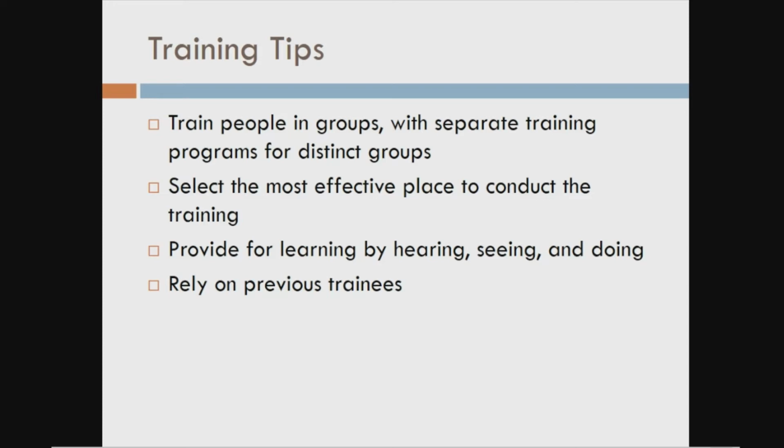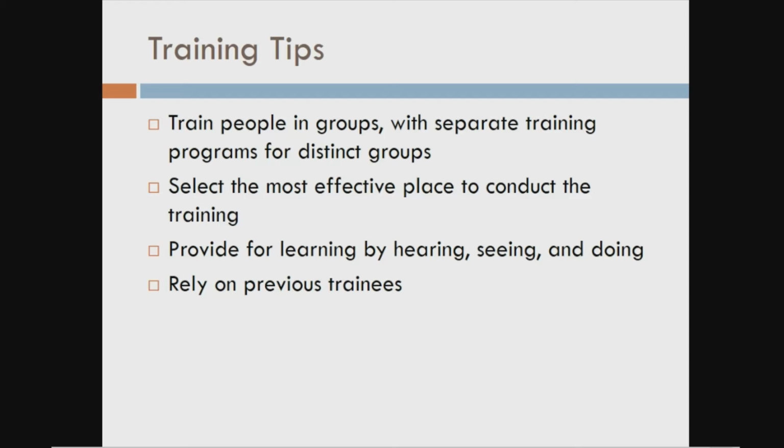For the training team, we train people in groups with separate training programs for distinct groups. The levels of people are not similar, so we have to train in groups. Select the most effective place to conduct the training. Some may use a hotel for the training, some may conduct it at the operational floor, depending on the type of system that you develop and how effective the training session is.